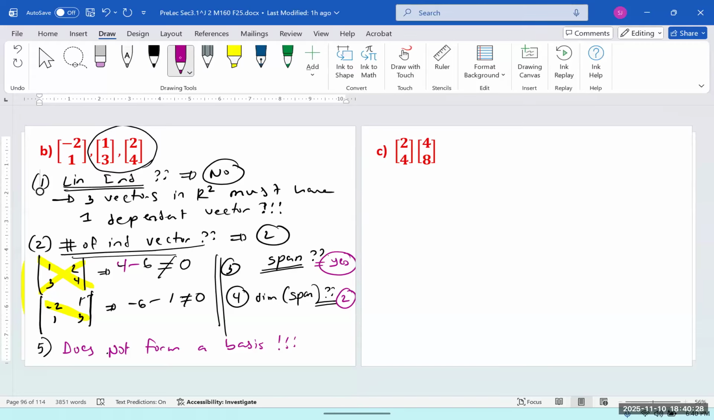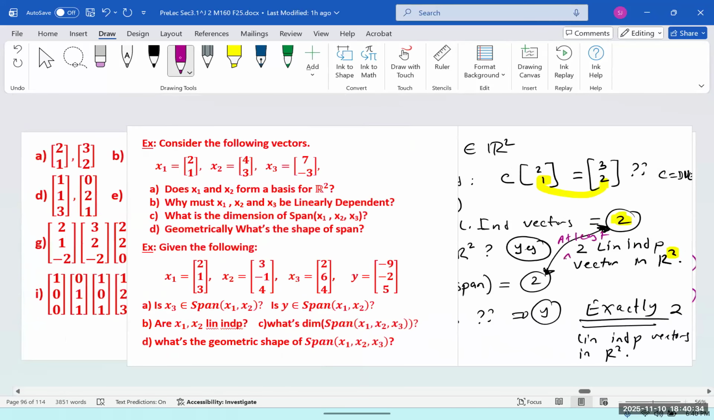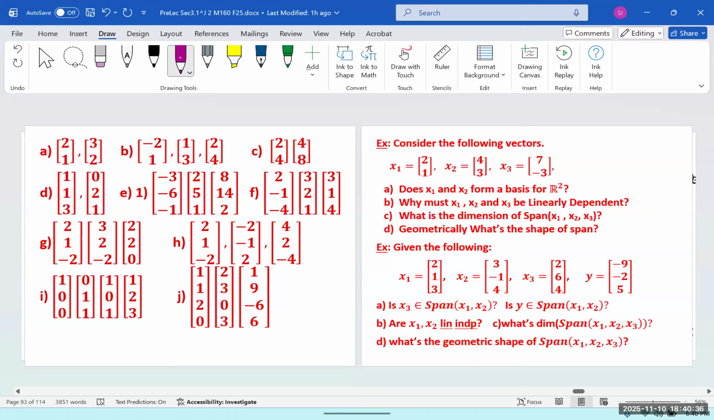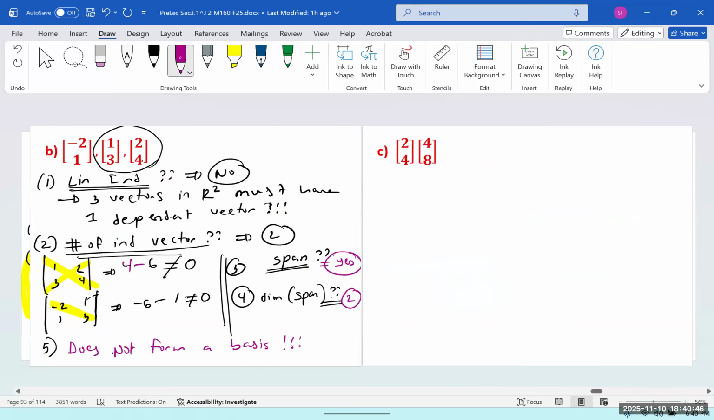Now the next one is easy, so let me skip that. Let me go to something that looks a little bit harder. Which one looks harder to you guys? J. Okay, then let's go to J.